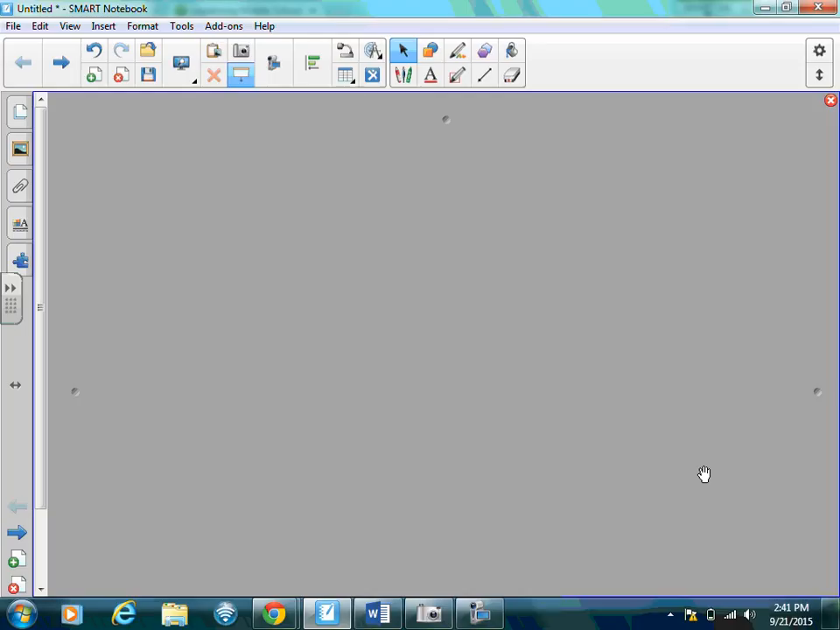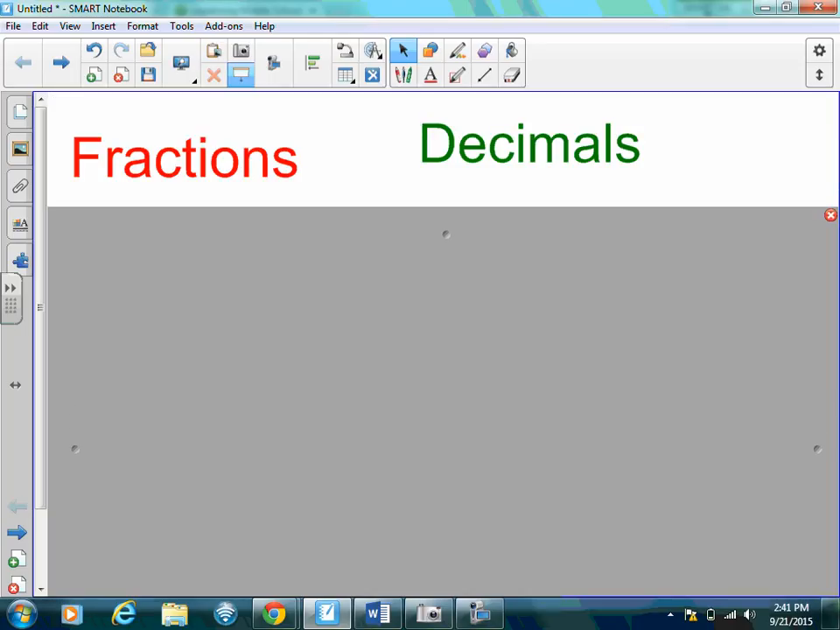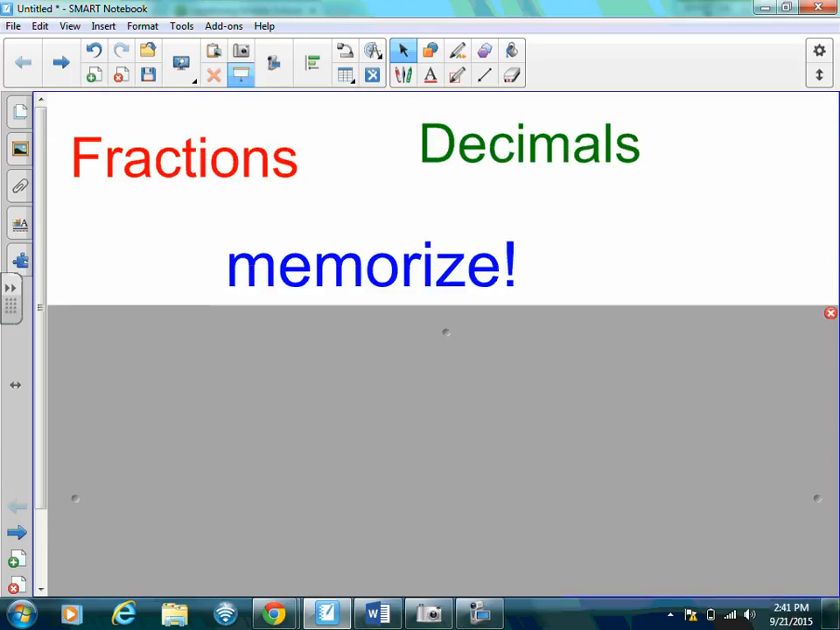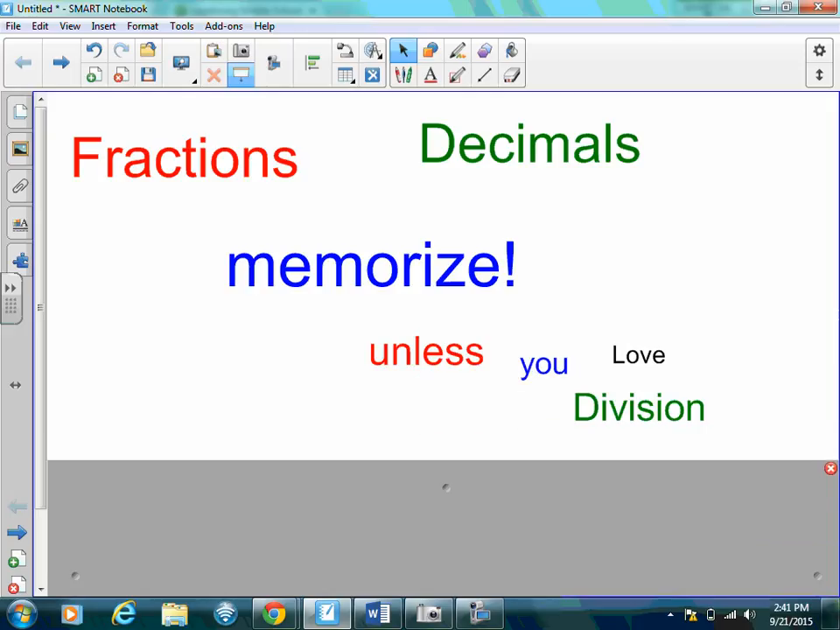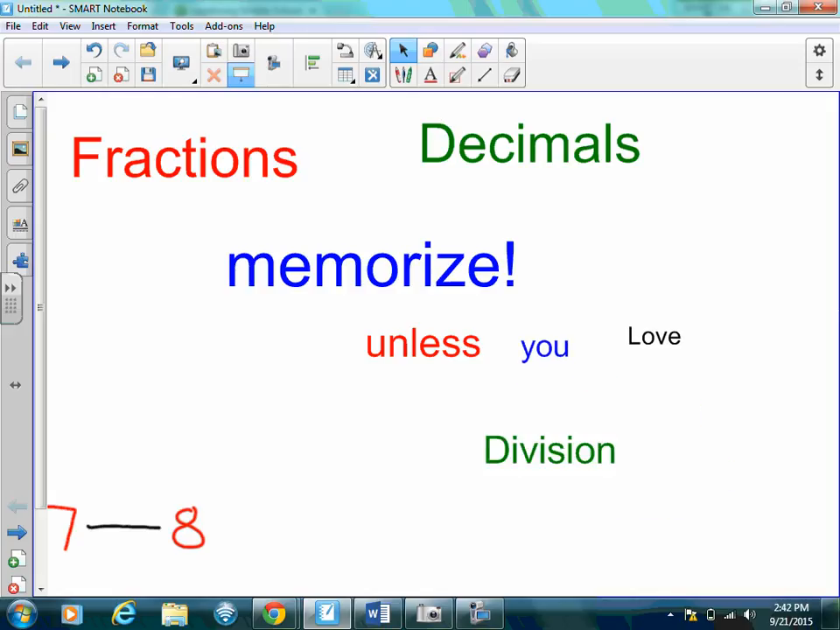This is my learning zone, and we're going to do a shortcut today on fractions and decimals. Now, I want you kids to basically memorize some of these fractions and decimals. Okay? So let's talk about this. Unless you love division, then just divide.